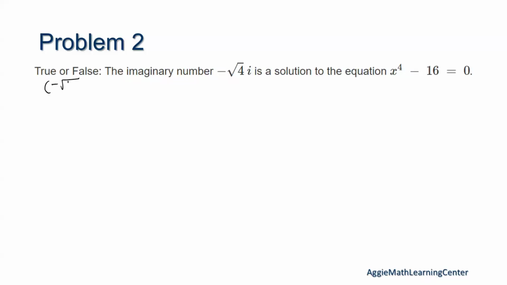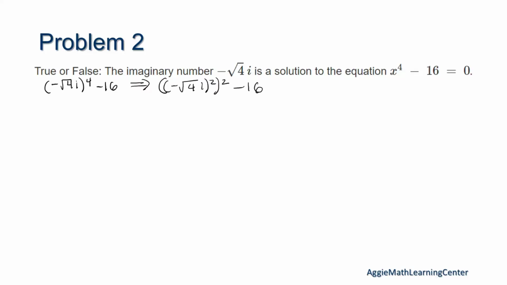So negative square root of 4i, not squared. Wait, how do you erase? Oh, okay, I got it. 4i to the fourth minus 16. Okay, and we want this equation to equal 0. Okay, so let's check. How I like to do this is I like to separate the 4 out into 2 squares. So you have 2 squares, okay?